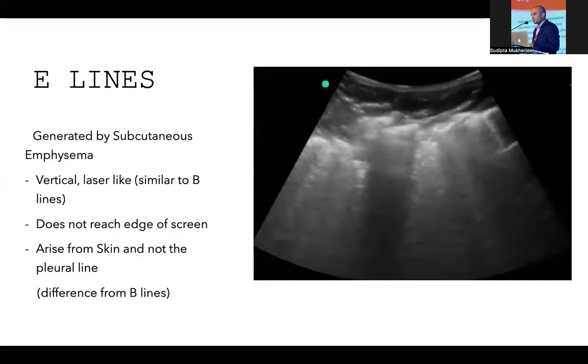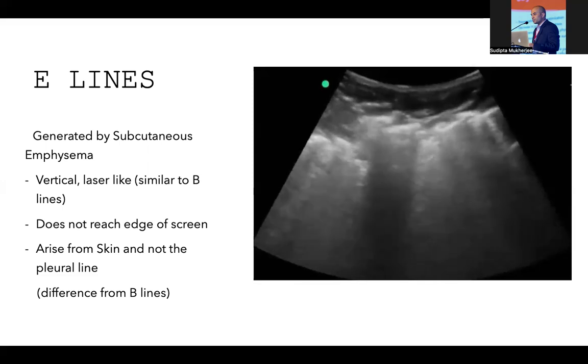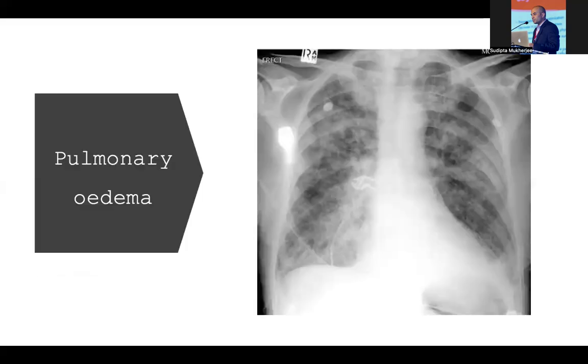If along with pneumothorax there is subcutaneous emphysema, we will get something called E lines. These are vertical laser-like lines. It's quite similar to a B line. The difference is that they do not reach up to the edge of the screen. They arise from the skin and not from the pleural line. And you cannot see anything beyond it because of the artifact generation.